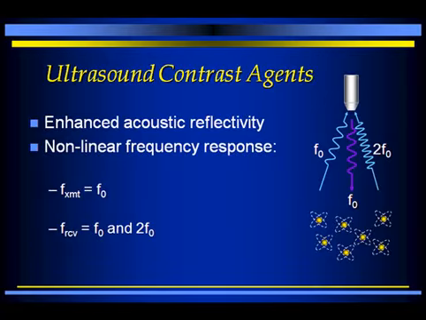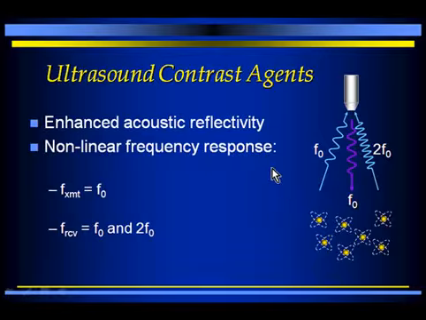Now, ultrasound contrast agents are a way of looking at the vascularity, and basically what they do is they enhance the acoustic reflectivity of whatever tissue they're in. And in the prostate, they're in the blood vessels. So they're going to enhance the reflectivity and the visibility of the small vessels.